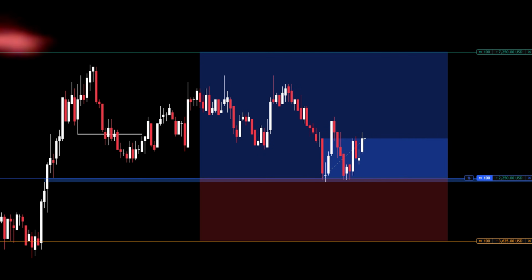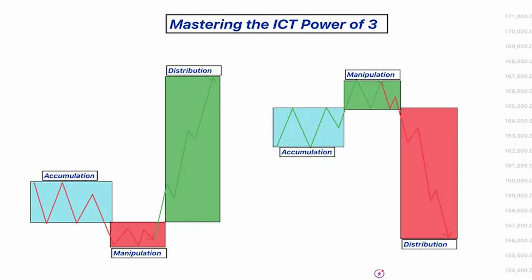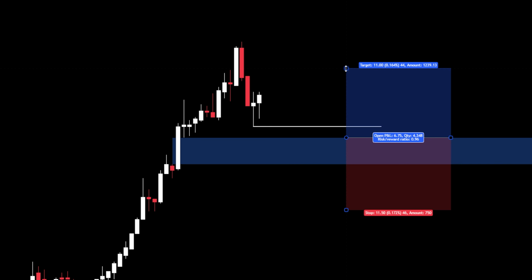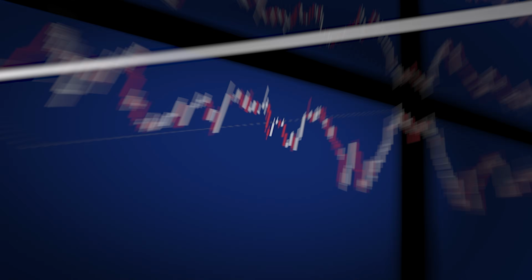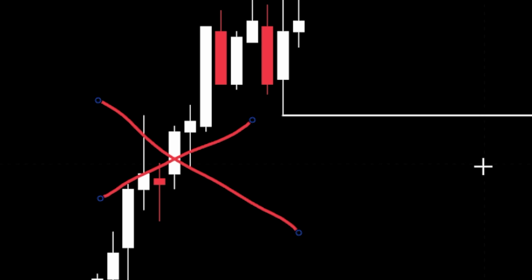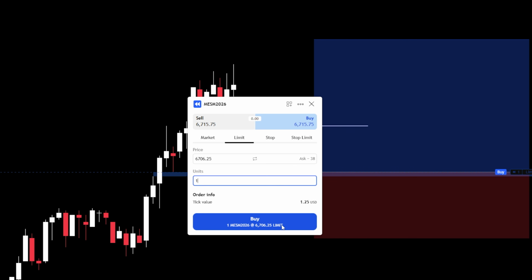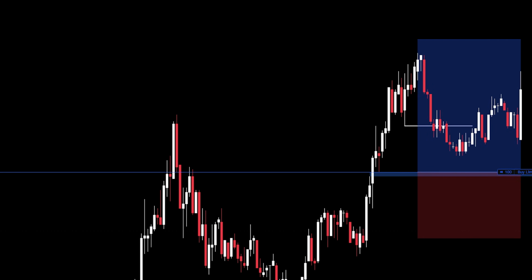This 1 minute setup feels completely unfair, and the crazy part, it all comes down to one simple concept. A concept that most traders completely ignore. If you have ever entered too early or missed the move completely, this is exactly why.